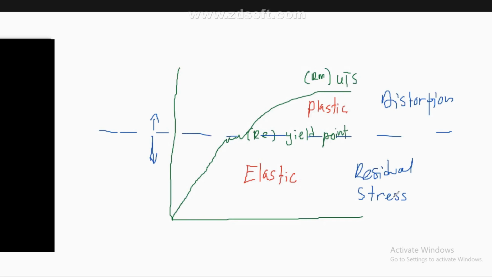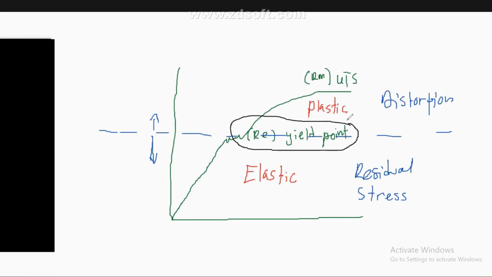Area of elastic is area of residual stress. Clear? Area of plastic is area of distortion. All right? So in this case we are referring to yield. Some materials have high yield, some materials have lower yield. Like stainless steel, they have high yield. Some materials like carbon steel have lower yield.